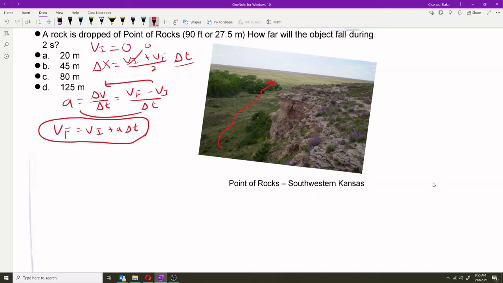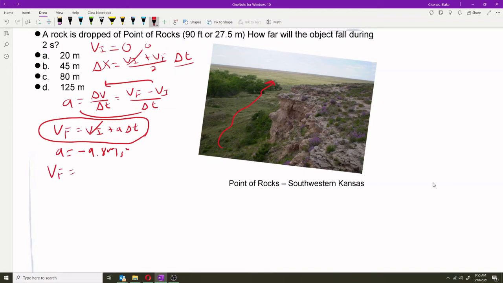Well, why do I want this? Because we need to find our final velocity to get how far it's going to fall in 2 seconds, and the only way we're going to do that is by using this equation. Because we know this is 0, and we know the acceleration. Oh, what is the acceleration, by the way? Yes, it will be negative 9.8 meters per second squared.